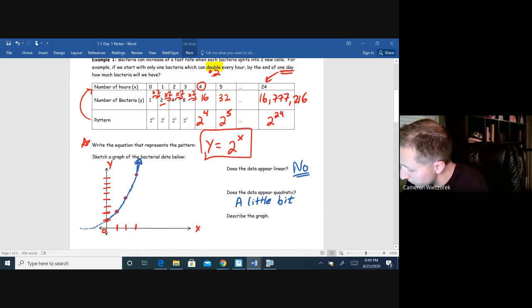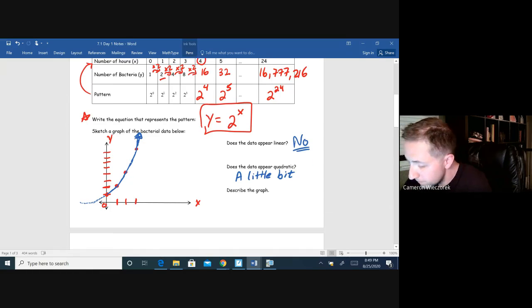And if we were to describe this graph, as x gets bigger and bigger, as I move farther off to the right, the y values continue to get bigger and bigger as well. So as x gets bigger, y also gets bigger.